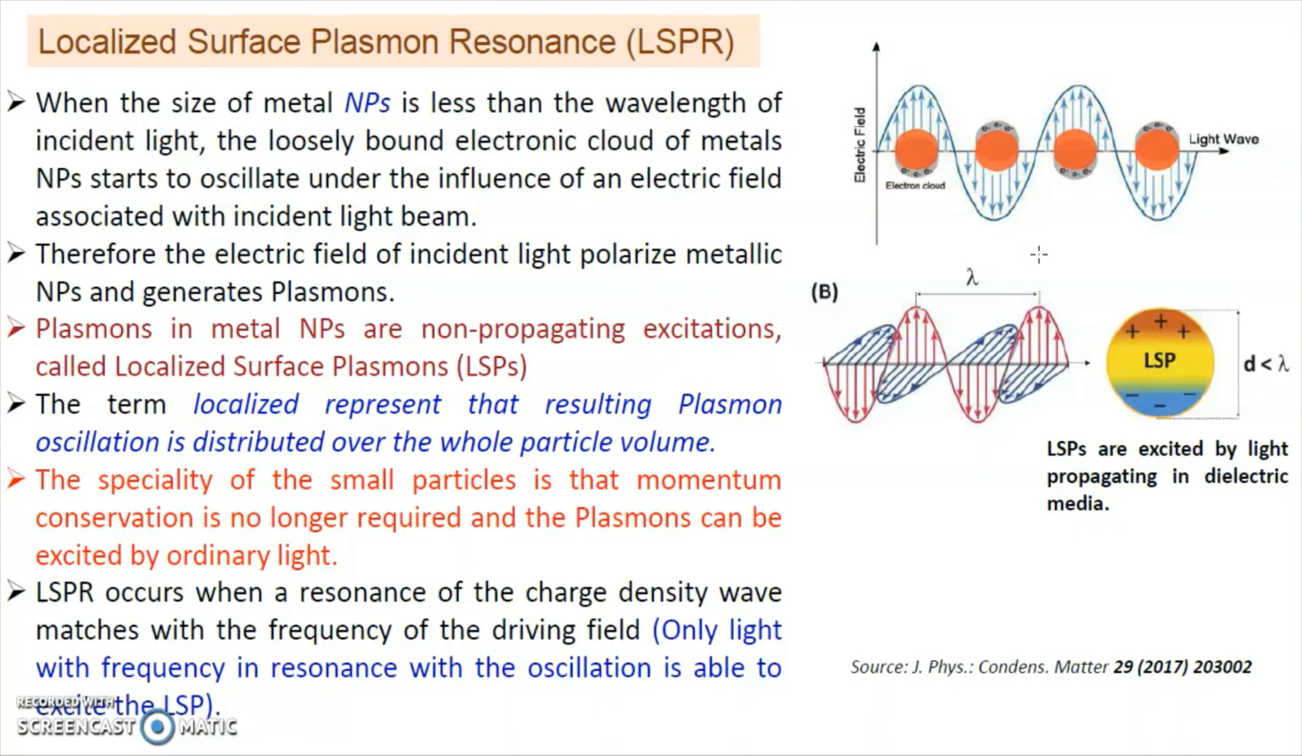This is happening when the wavelength of the light is much bigger than the size of the metal nanoparticle. Therefore, the electric field of the incident light polarizes the metallic nanoparticle and generates plasmons. You can see this is the nanoparticle, and because the electron cloud goes in the downward direction, positive charges are present in the upward direction. Because of this, the metal nanoparticle has got polarized, and it is polarized because of the incident light.